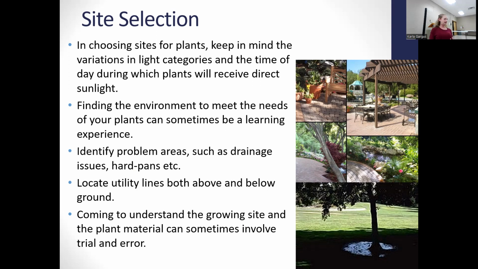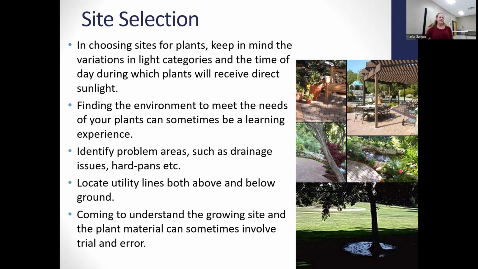Because if you put a shade plant in the sun, what's going to happen? It's going to burn up. Okay. And if you put a sun loving plant in the shade, it's just going to get long and leggy, and it's not going to bloom the way that you want to because it doesn't have the right conditions to grow. So you need to find that environment that meets the needs of the plants rather than the plant that you want to grow in that area.